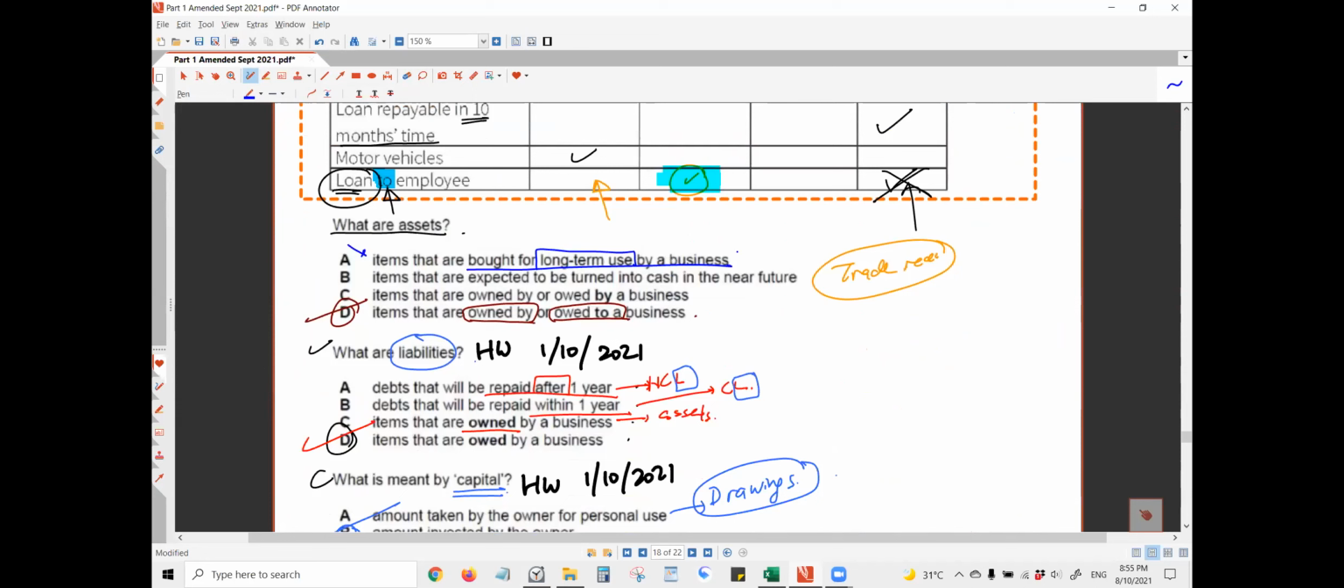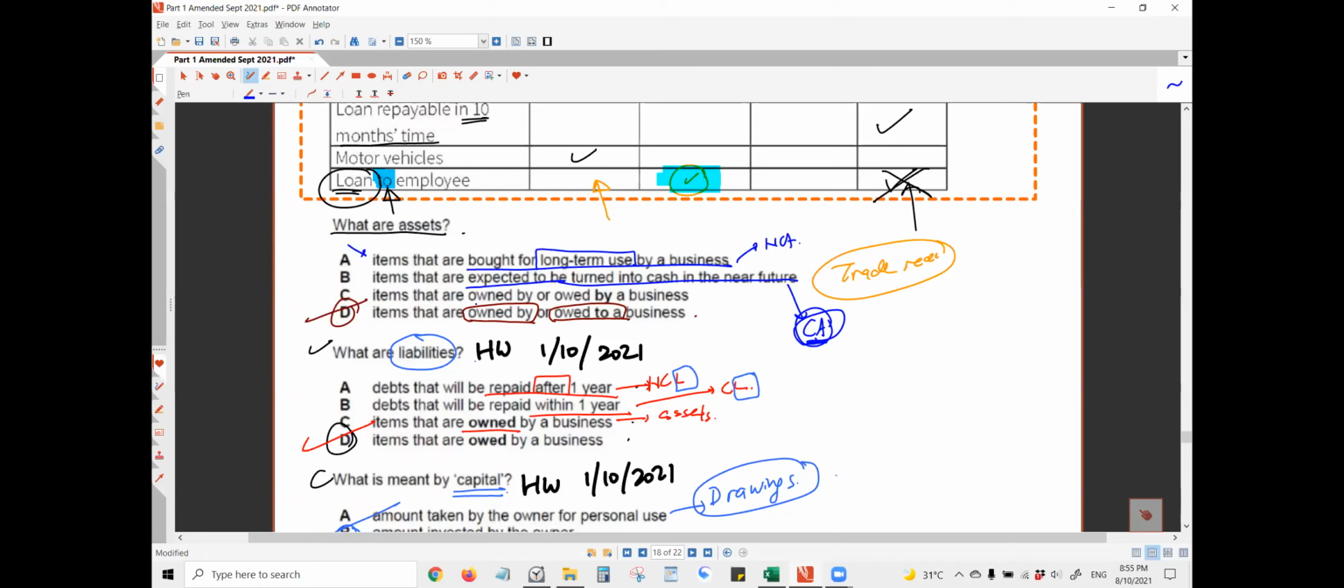That's why A is wrong, because A is NCA. B, items that are expected to be turned into cash in the near future. This is a different version of the definition for current asset. You may write down current assets, but if you don't want to get confused, just stick to the one that I give you in the note section. That's the main one.